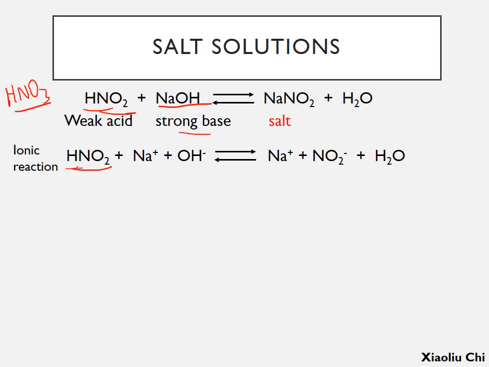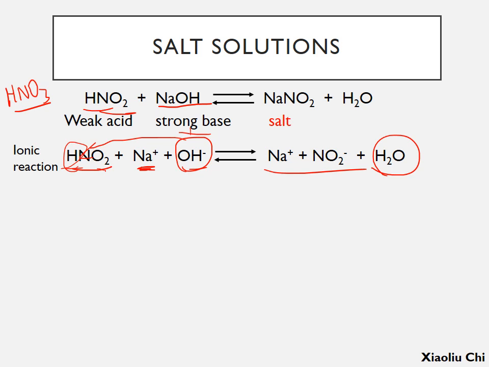So you should write HNO2, but the base is a strong base, so you write it as sodium ion and hydroxide ion. And when you combine these two together, the hydroxide ion takes this proton away from this weak acid, forms water, and the rest is the salt, sodium nitrite salt. Okay. Now compare with the strong acid, strong base reaction.